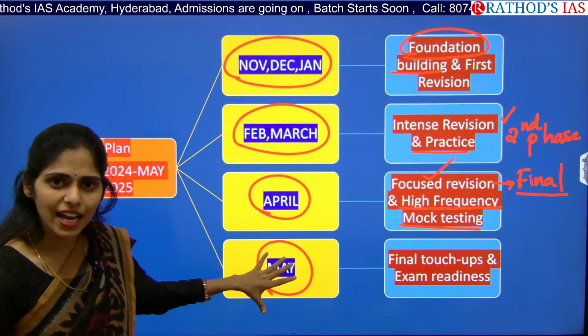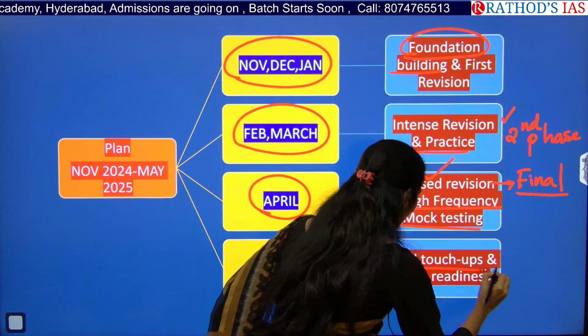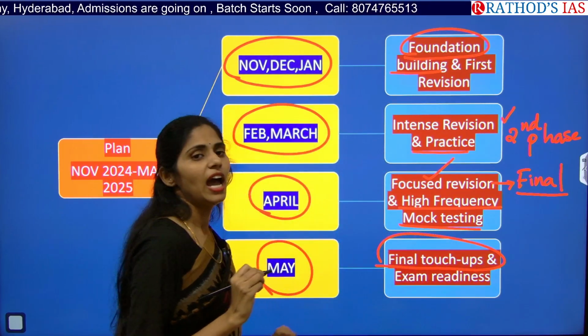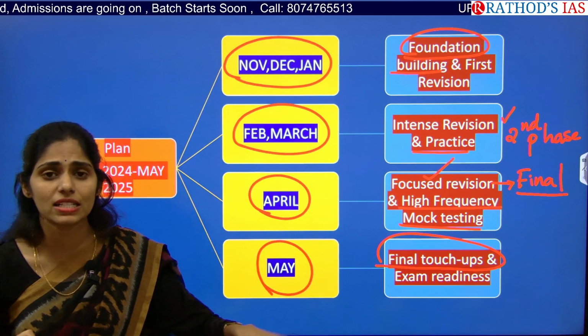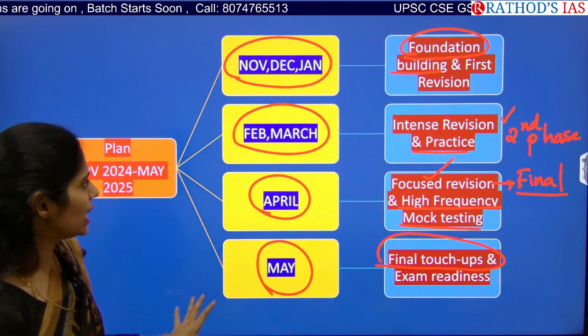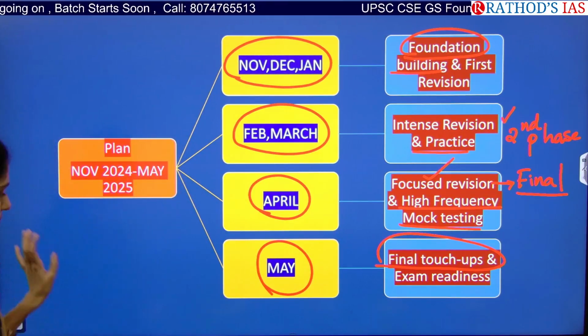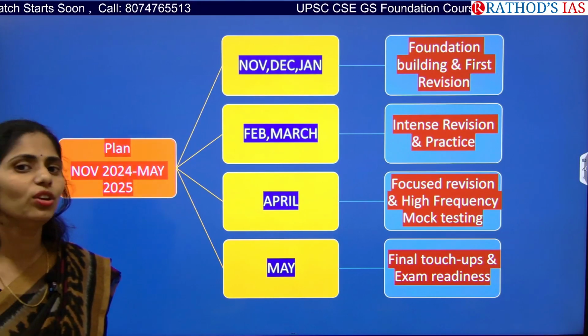And in the last phase, that is in May 2025, you will be focusing only on final touch-up, and you will be preparing for your exam. That is about exam readiness, improving your confidence of clearing this exam. So in these 4 phases, we divided your plan. Now let us see phase by phase what exactly you have to focus on.